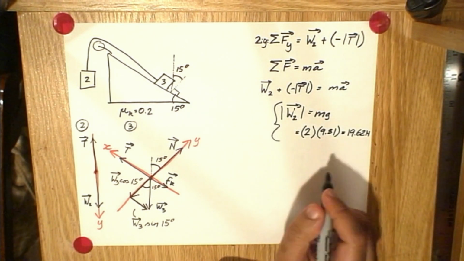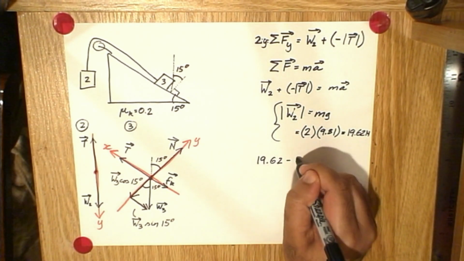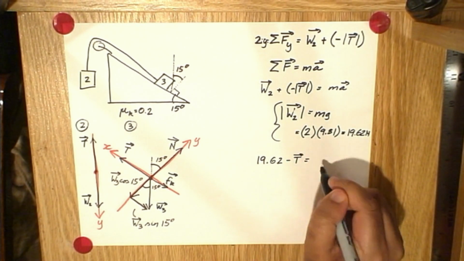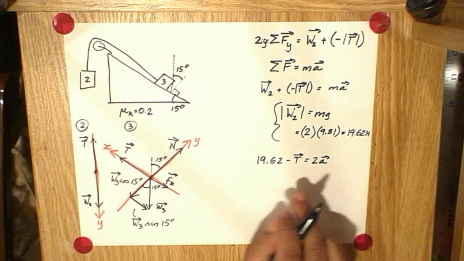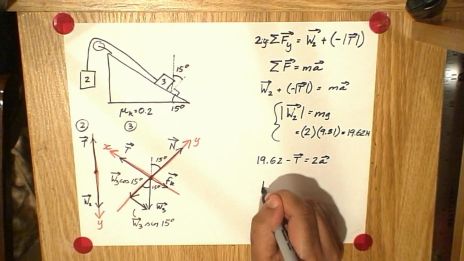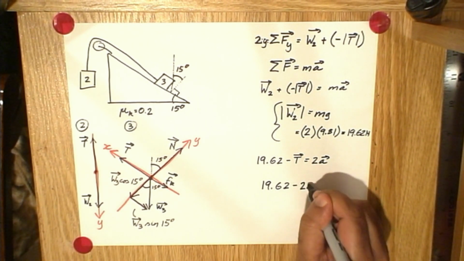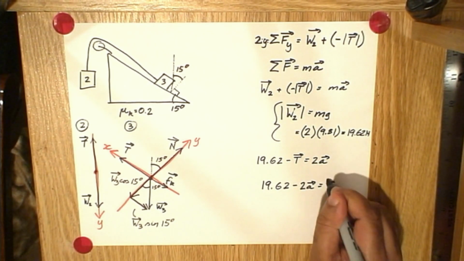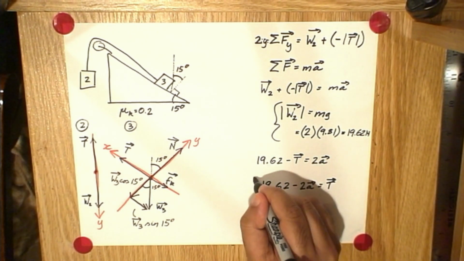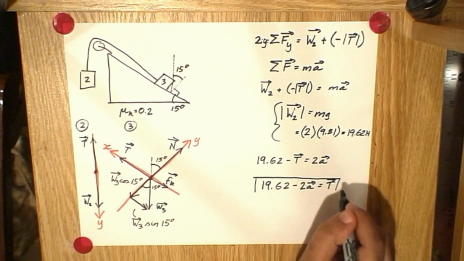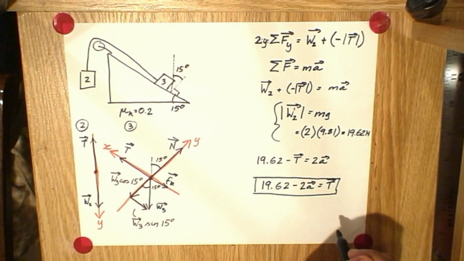So, plugging in everything we know, we get 19.62 minus tension is equal to mass 2 times the acceleration, which is unknown. I'm going to rewrite this slightly into 19.62 minus 2 times the acceleration is equal to the tension. So I just added tension to both sides and subtracted 2a from both sides. So we're going to use this expression over here to find out what the acceleration of this object is.